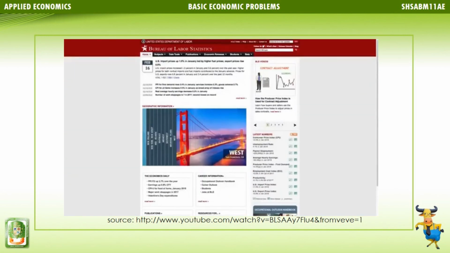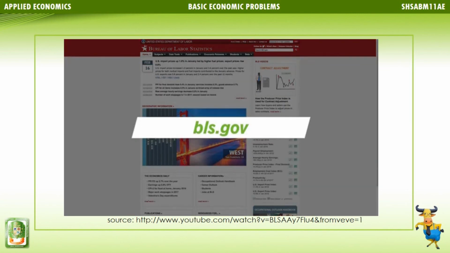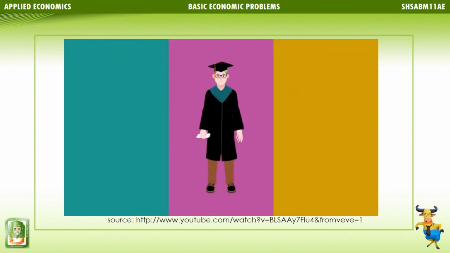You can find the current unemployment rate at the BLS website, bls.gov, and also at fred.stlouisfed.org. Economists also divide unemployment into three categories. Let's watch Morgan experience all three types of unemployment.